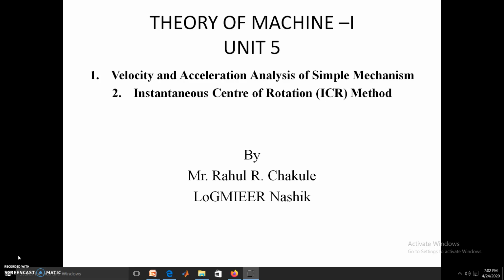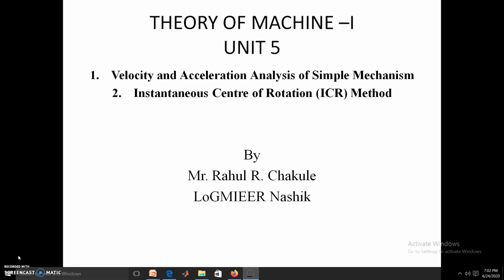After taking the problem of ICR for 4-bar mechanism, now we are discussing the second problem of ICR, which is for slider crank mechanism.